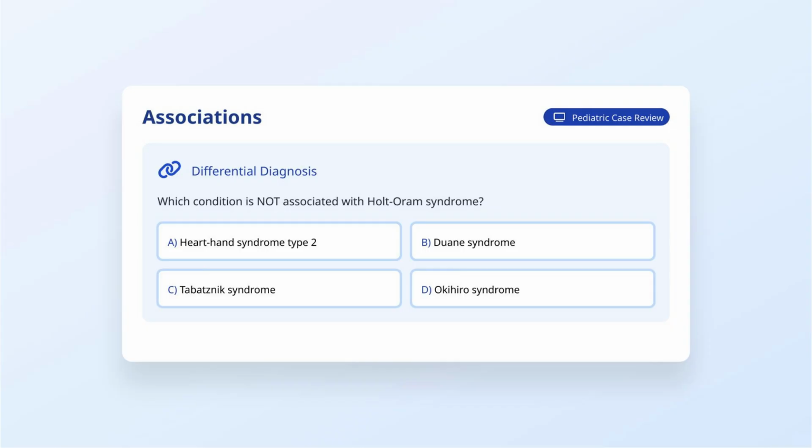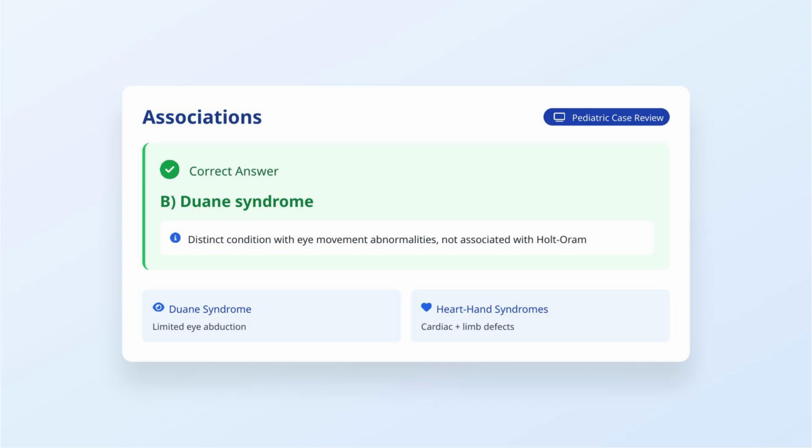Which condition is not associated with Holt Oram syndrome? A. Hard-hand syndrome type 2. B. Duane syndrome. C. Tabachnik syndrome. D. Okihiro syndrome. The correct answer is B. Duane syndrome. This is a distinct condition characterized by limited eye abduction and is not associated with Holt Oram syndrome. The other options represent phenotypically similar conditions. Hard-hand syndrome type 2, Tabachnik syndrome, and Okihiro syndrome all feature upper limb and cardiac abnormalities that may resemble Holt Oram, but have different genetic causes.